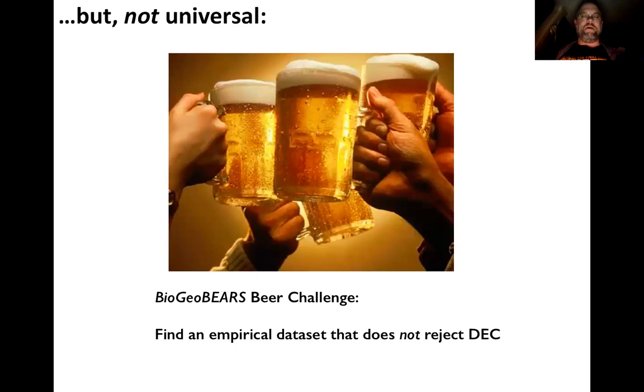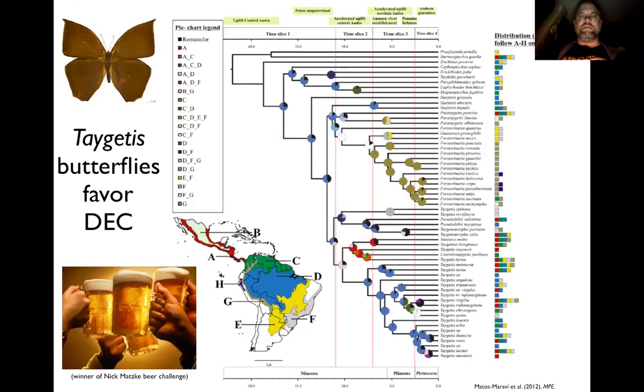And I think some people have just had difficulty accepting that. I tried to point out at the time, and I've been pointing out ever since, that it is not always the case that J improves the model fit. There are a few data sets where DEC+J does not have an advantage over DEC. I even issued a beer challenge for a while to ask people to find data sets that didn't do that. Turned out I found one that didn't have an advantage for DEC+J over DEC. So here's one, Tagetes butterflies. This was cited in Matzke 2014. I've cited it in many talks.